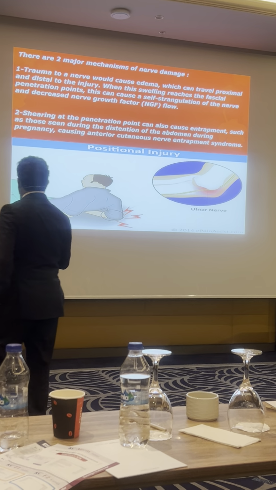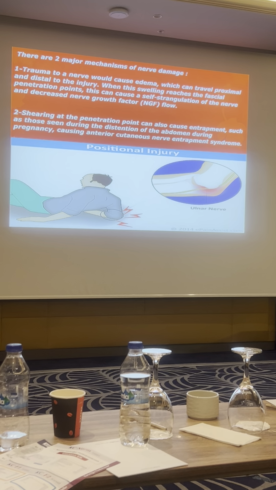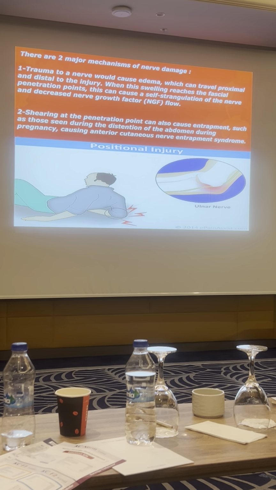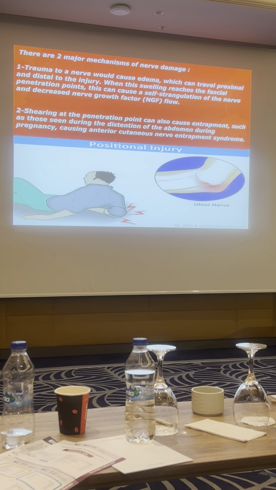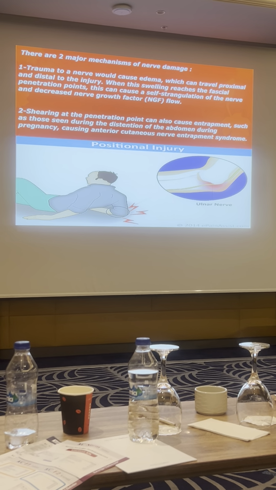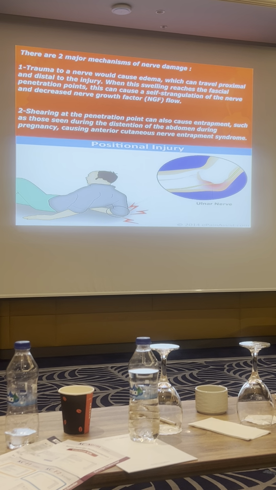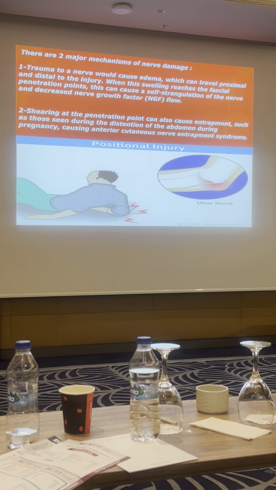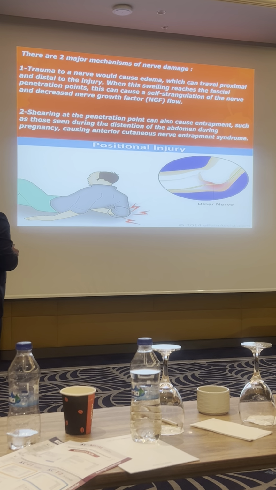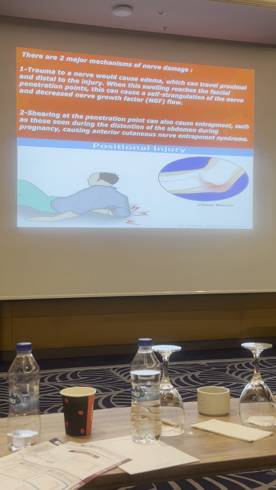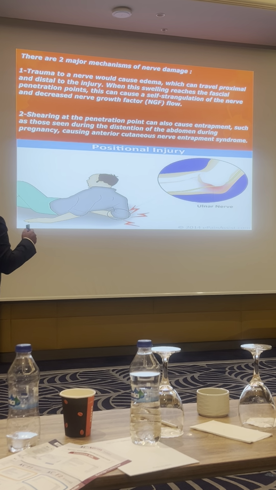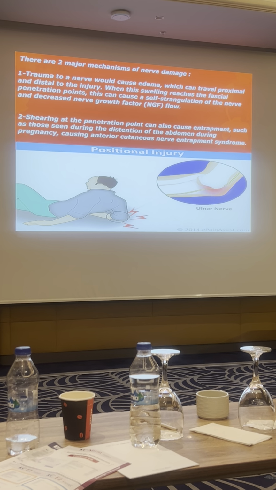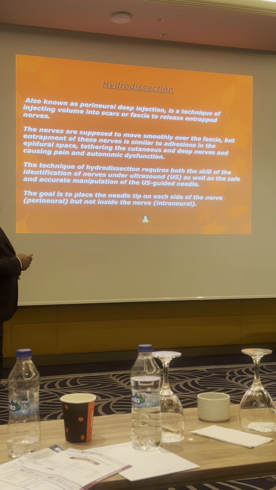So, I will summarize the trauma, like this is one ulnar nerve. Trauma to the nerve causes edema, which can travel proximal to distal to the injury. When the swelling reaches the fascial penetration points, this can cause self-strangulation of the nerve and decrease the nerve growth factor, NGF, flow. Shearing at the penetration point can also cause entrapment, such as the cutaneous nerve entrapment syndrome during pregnancy that I mentioned.